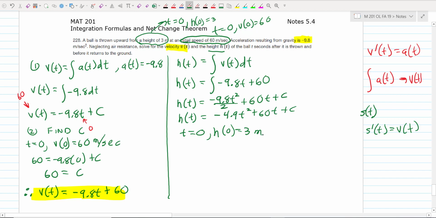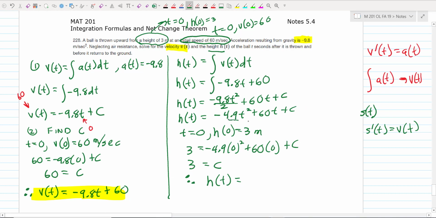We're basically just going to do the same thing. Plug the 3 in for the height, and everywhere you see t, replace that with a 0. What we get here is this all goes to 0, so 3 equals c. Therefore, h of t is going to be the answer we got here, but now we know what c is. So we have negative 4.9t to the second plus 60t plus 3, and that should be your function for the height. That will wrap that up.